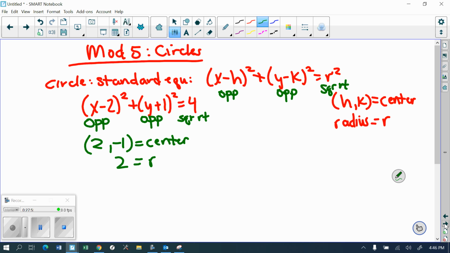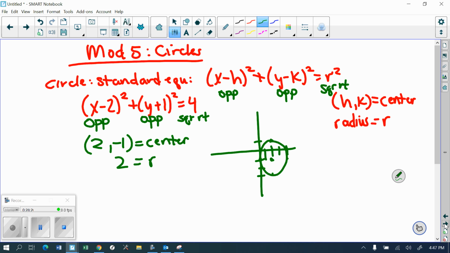Now I might say to graph it. If I graph it, 2, negative 1 is my center, and I'm going to go out 2 in each direction: north, east, south, and west. So 2 north puts it there, 2 east, 2 south, and 2 west. And then I just do my best to draw a circle going through all those 4 points. And that'd be the graph of the circle.